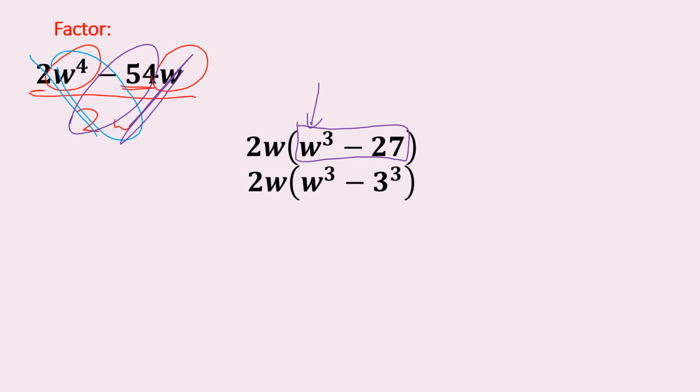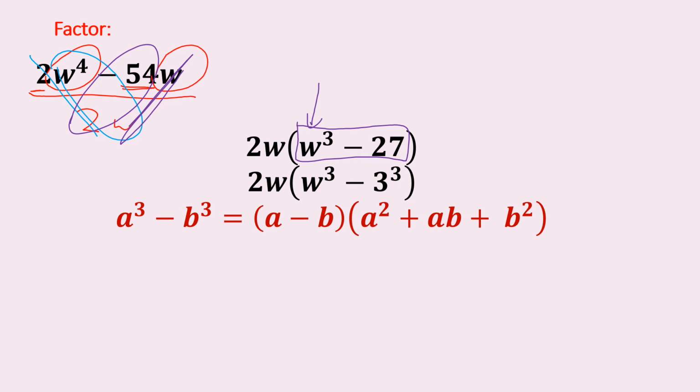So this is an example of difference of cubes, which was an equation on the previous slide. I'm going to copy it over here. And next question is, what's the A, what's the B? Well, the A is just the W, and the B is a 3. We're just going to plug everything in to this equation.